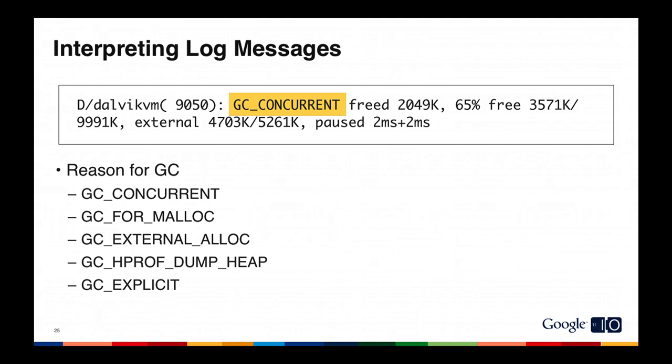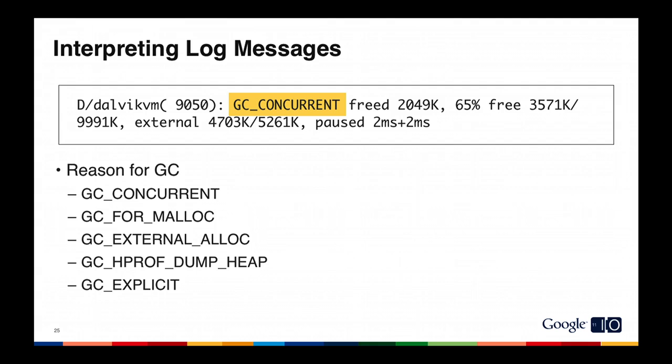Other kinds of collections that you'll see in the log messages, GC for malloc is one of them. That's what happens when, say, we didn't complete the concurrent collection in time and your application had to allocate more memory. The heap was full, so we had to stop and do a garbage collection. You'll see GC external alloc, which is for externally allocated memory, like the bitmap pixel data, which I mentioned. It's also used for NIO direct byte buffers.